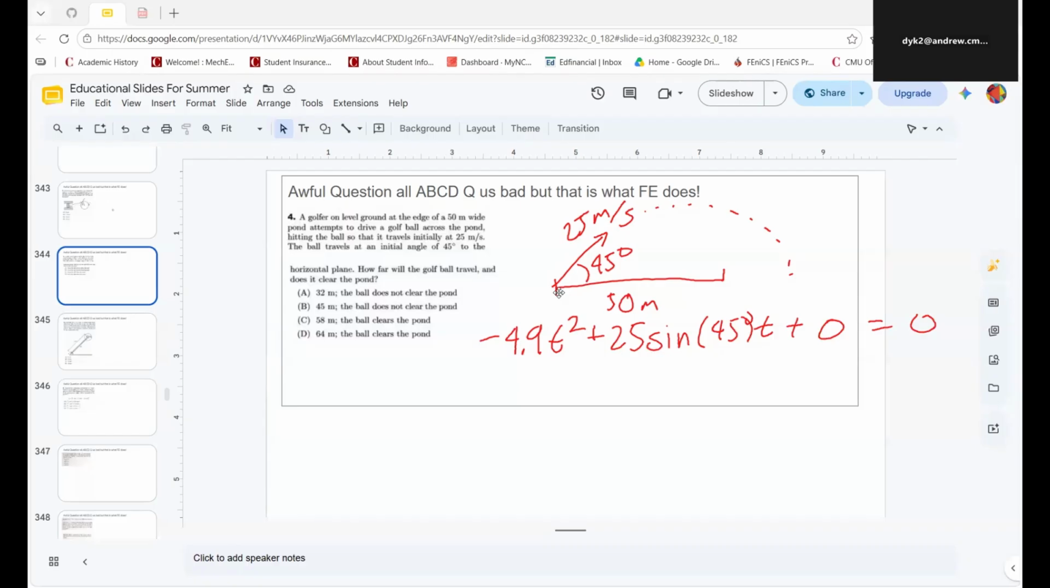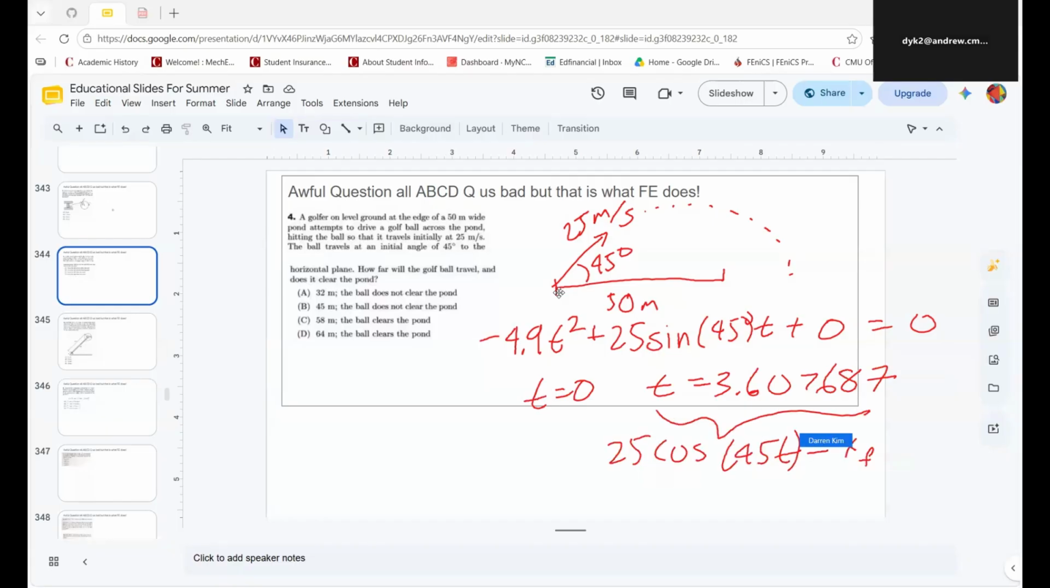So I get t equals 0, and then t equals 3.67687. I use the calculator's root function on my TI-83 8X Pro, which is the scientific calculator allowed on the test. Okay, so we have this. Now we do 25 cosine 45 times t to get x final. So 25 cosine 45 multiplied by 3.67687, which equals 63. Yeah, so it's D.